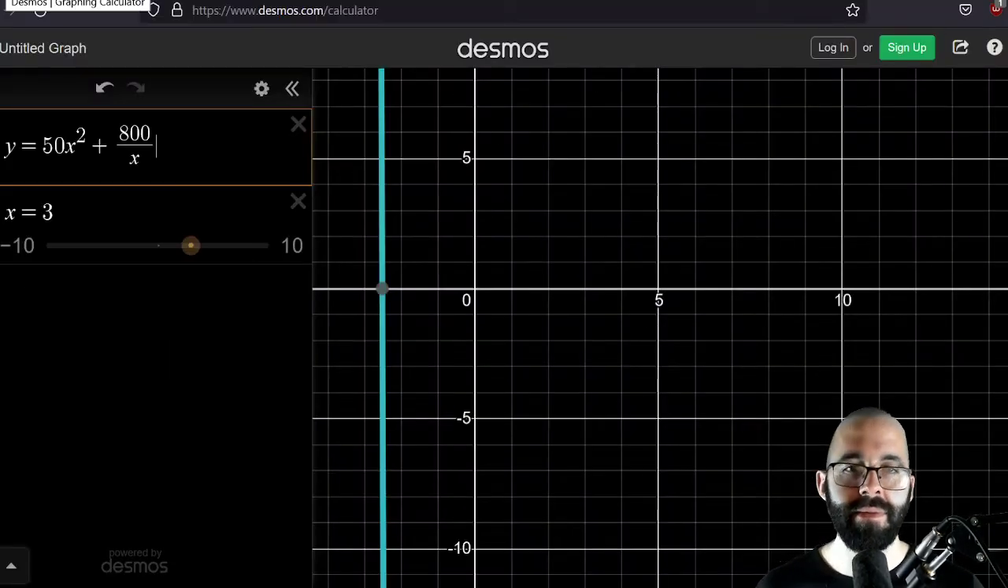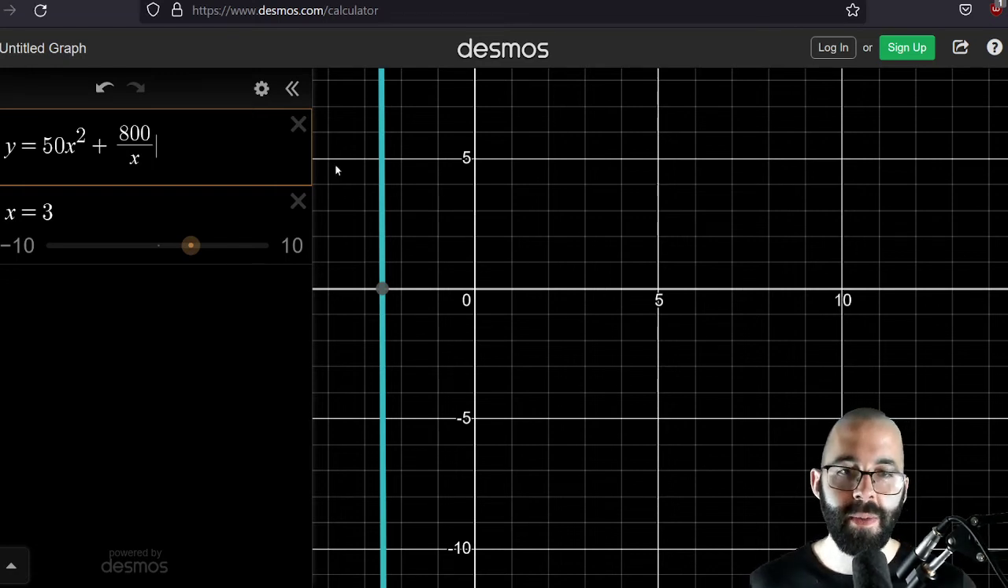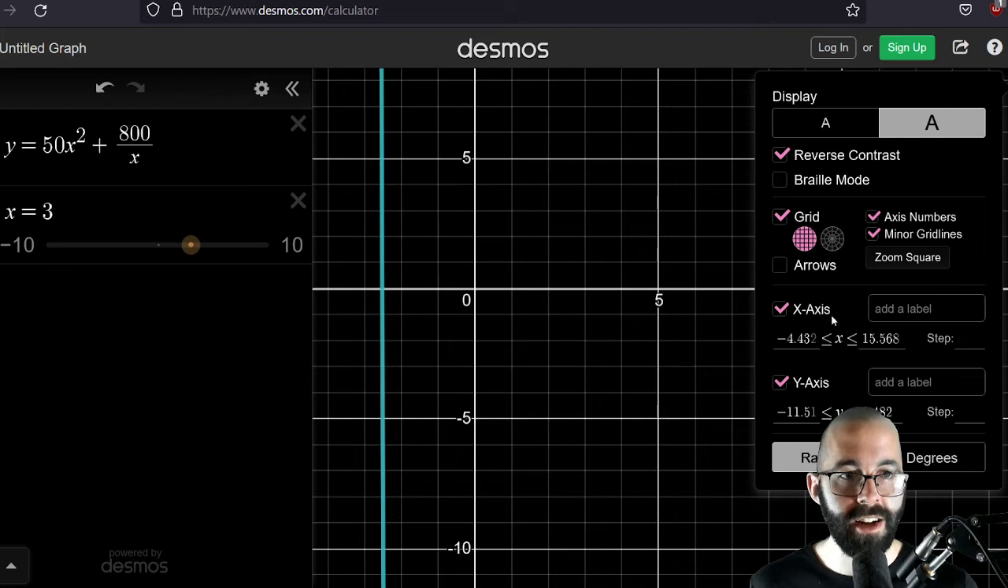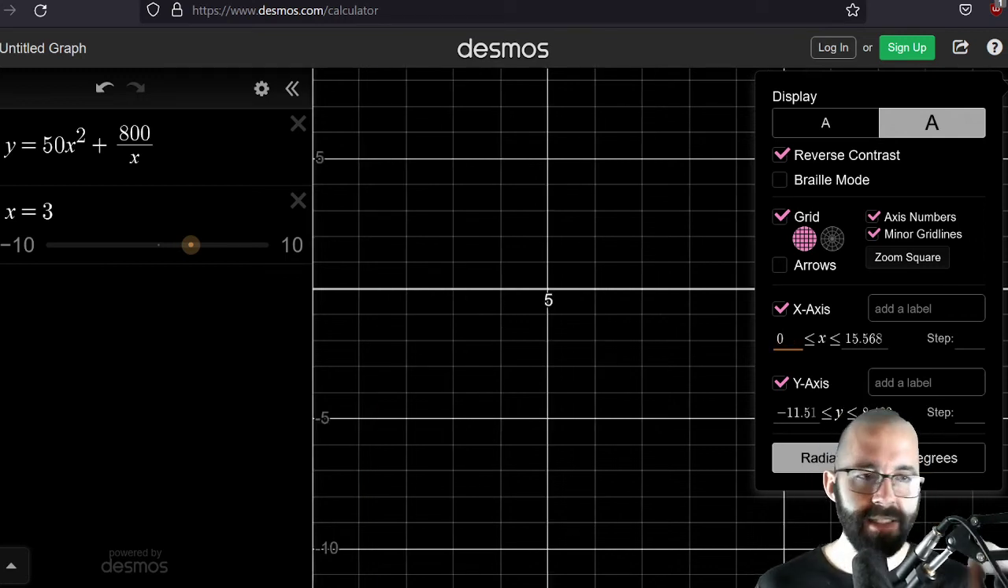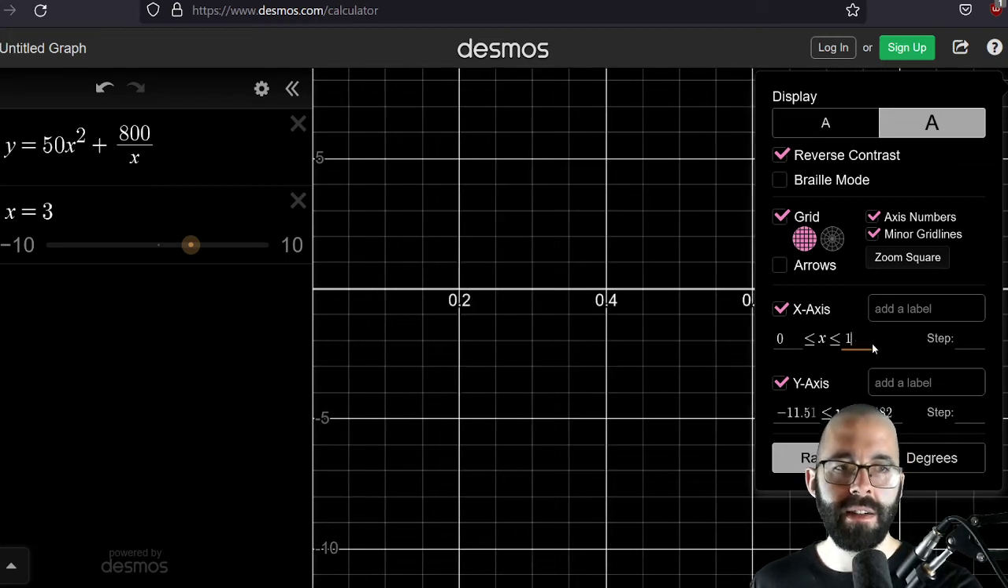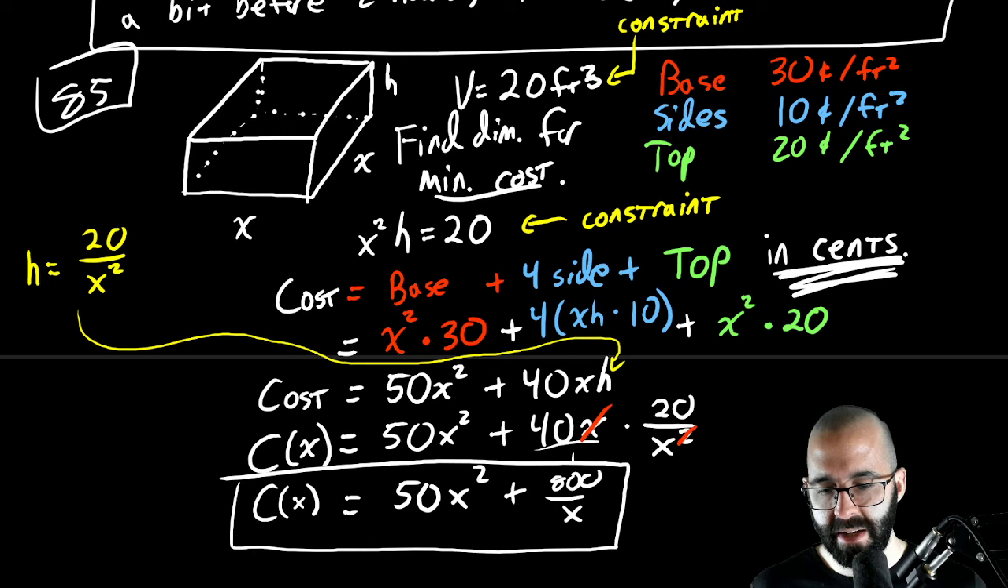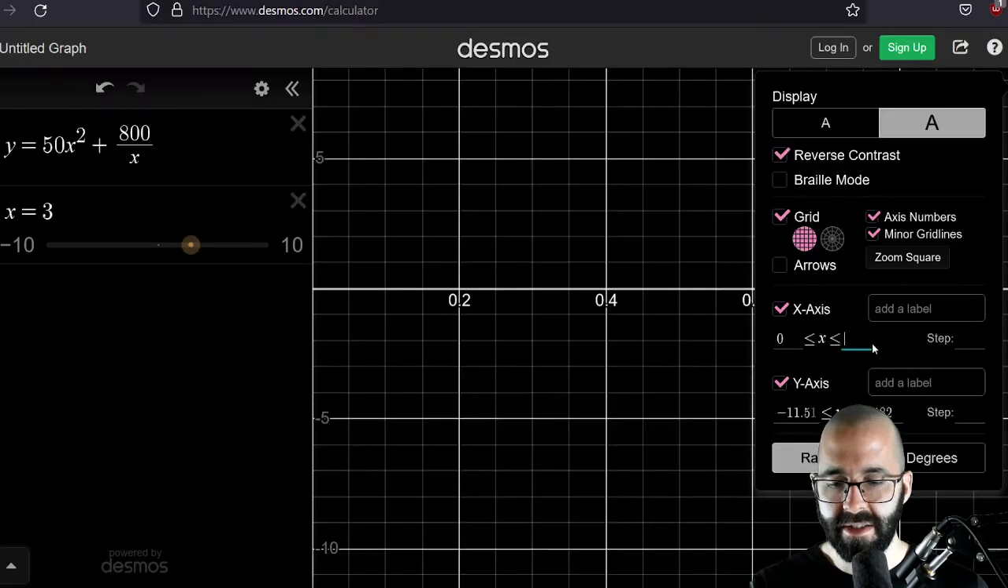So we need to find the minimum. This is a bizarre looking graph. Don't worry about this. Click that wrench icon. Let's get numbers that make sense. We're talking about length, and our length isn't ever going to be less than 0. So let's have x be our length between 0 and what's the biggest our length can be? Well, the volume has to be 20 cubic feet, so it can't be any bigger than 5, I think. You could solve this out.